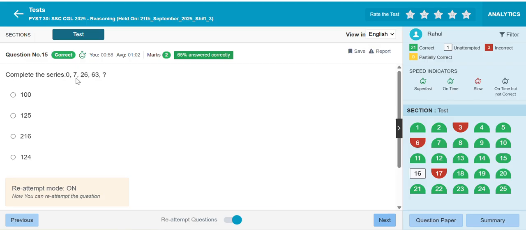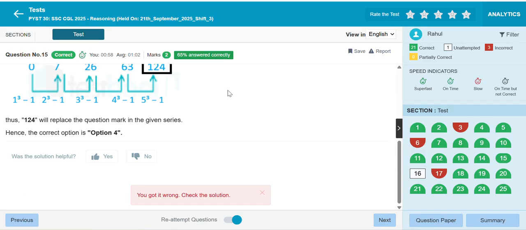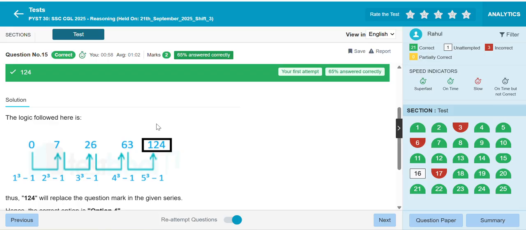So 0, 7, 7, 26, 16, 20, 63. Between 0 and 7, there is a 7 difference. Between 7 and 26, it's a 19 difference. And between 26 and 63, it is a 27 difference. Okay, it's 124. I don't know how I did it, but this is the correct answer.